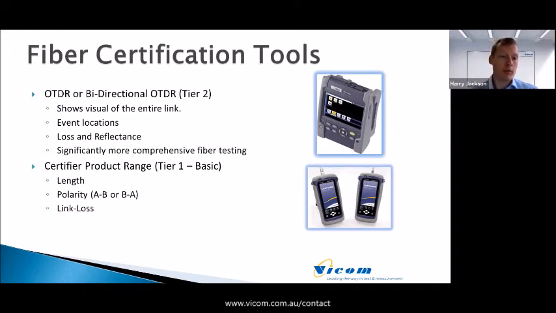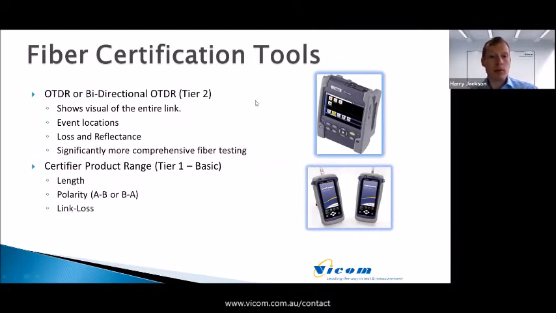Essentially, the difference is, in a unidirectional test, you've got an OTDR at one end of the fiber. In a bidirectional OTDR test, you've got an OTDR at either end, which combine the traces to create one overall report for a given link. So OTDRs essentially show a visualization of the entire link, including event location, loss and reflectance, and so forth. It's a very comprehensive test set, and an OTDR, depending on its quality, can undertake a trace on a given fiber for over 100 kilometers, depending on its dynamic range.